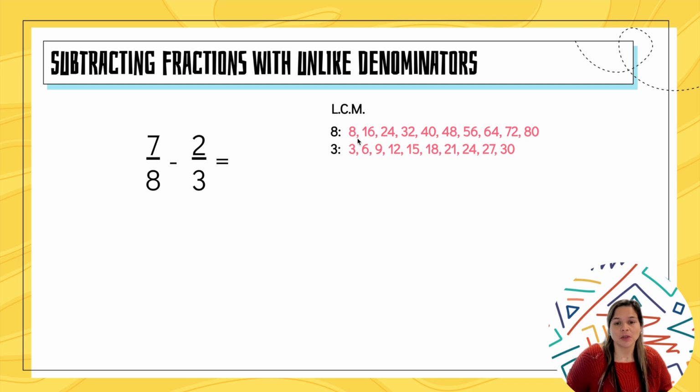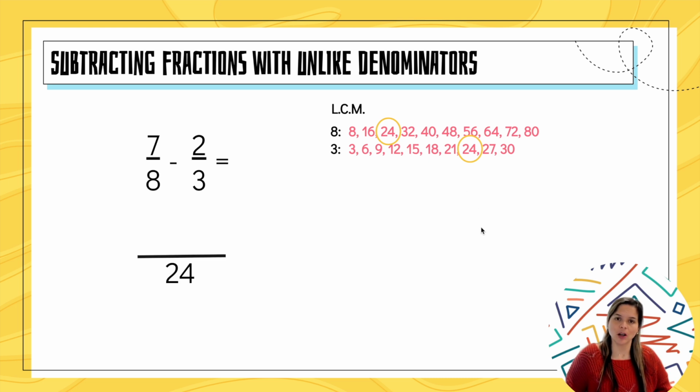So we start. We check with number 8. Do we have number 8 here with the multiples of 3? No. 16? Nope. 24? We check and we do. So we're going to circle the number 24 because now that's going to be our common denominator.